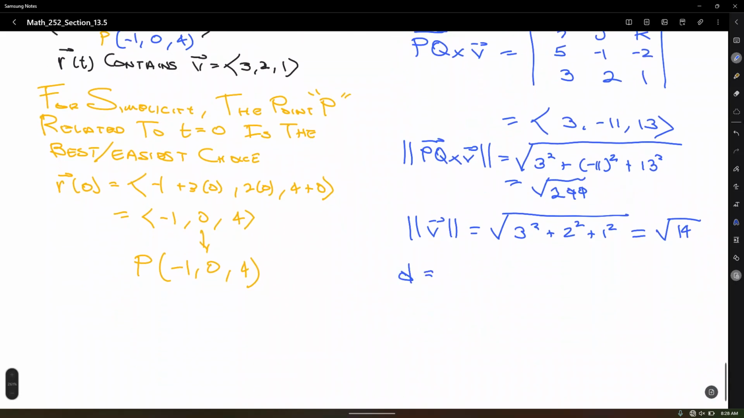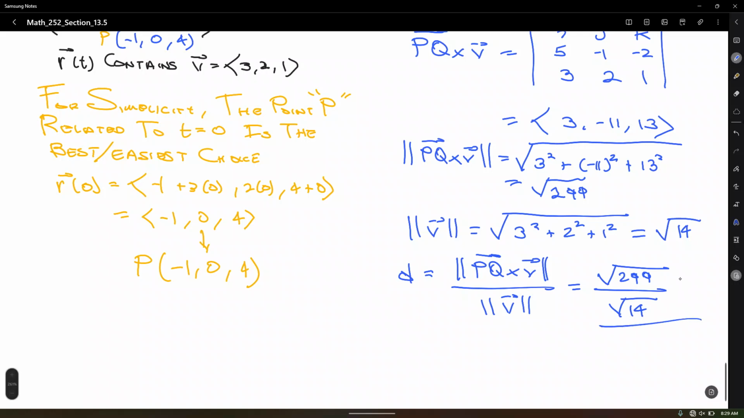D equals the magnitude of PQ cross V over the magnitude of V, which is the square root of 299 over the square root of 14. And again, no need to rationalize the denominator. No need to use the quotient rule for radicals. We're good. All right? Final answer.